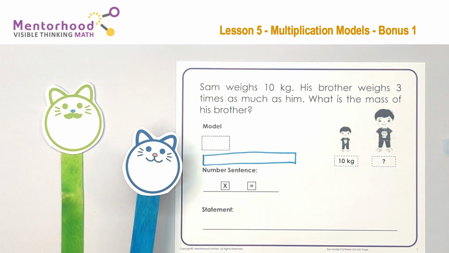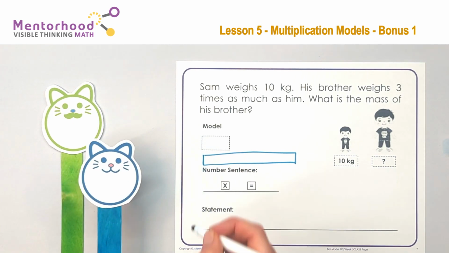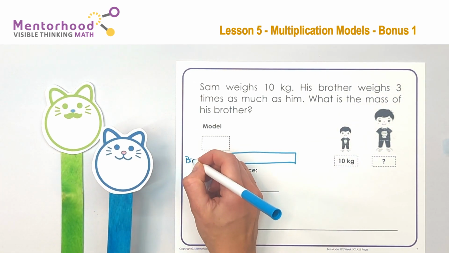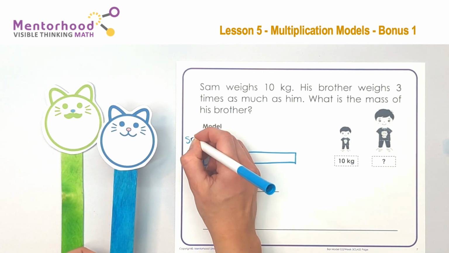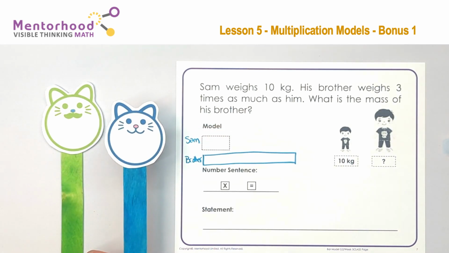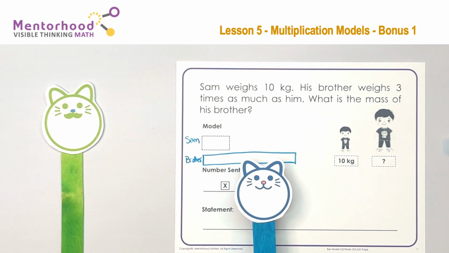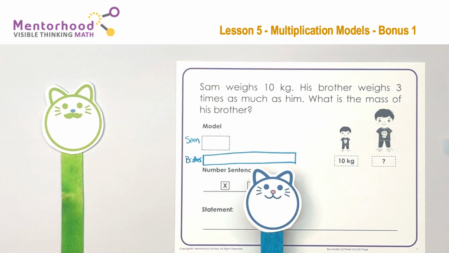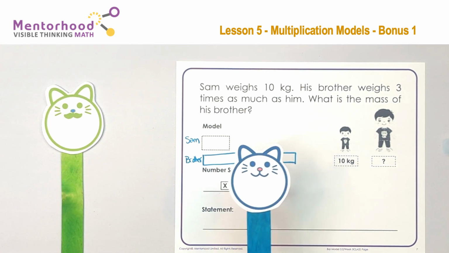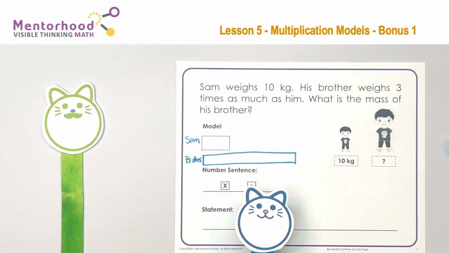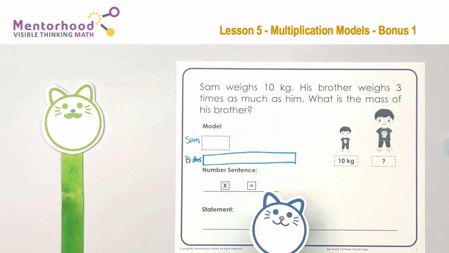Okay, now, how do we fill this in? His brother gets the bigger box. And Sam gets the smaller box. Now, when we have times as much, we're looking at a multiplication comparison model. So that's why we've got 2 boxes with a difference between them. Let's see if we can fill in some of it. Sam weighs what? 10 kilograms.